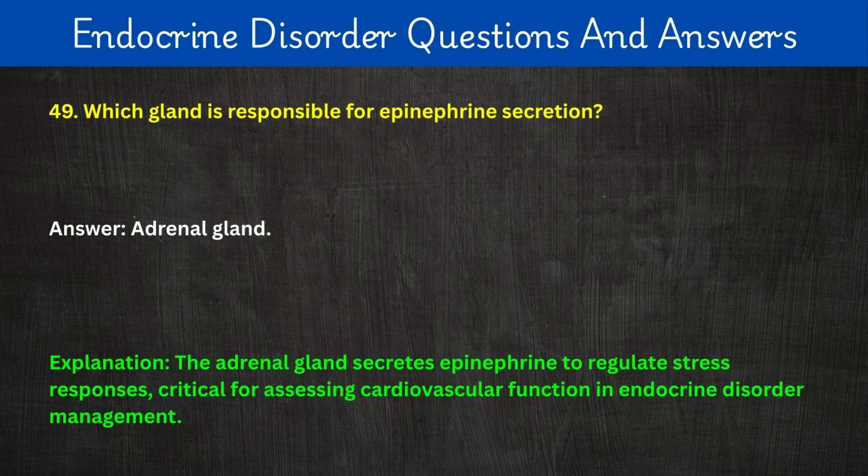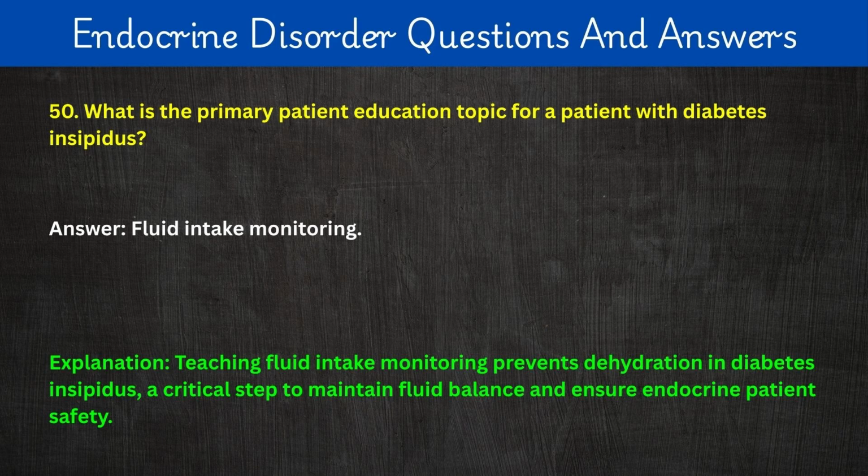49. Which gland is responsible for epinephrine secretion? Answer: adrenal gland. Explanation: the adrenal gland secretes epinephrine to regulate stress responses, critical for assessing cardiovascular function in endocrine disorder management.